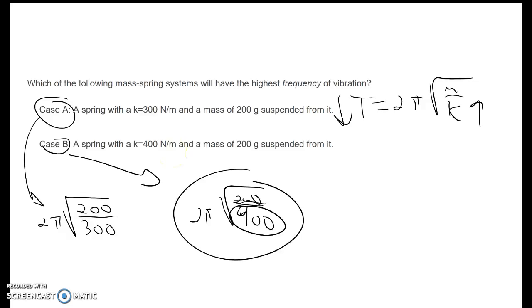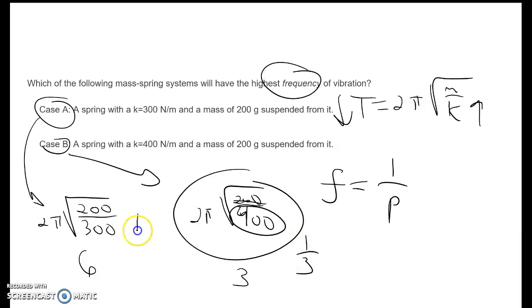But now we're talking about frequency, and as you recall, frequency is 1 over period. Let's say our period here is a small number, let's say 3, and the period here is 6. Which one's going to have the greater frequency? Well, the small period means 1 over 3, and this period is 1 over 6. This will have a greater frequency. So what we expect to see is case B will have a higher frequency because it has the smallest period.